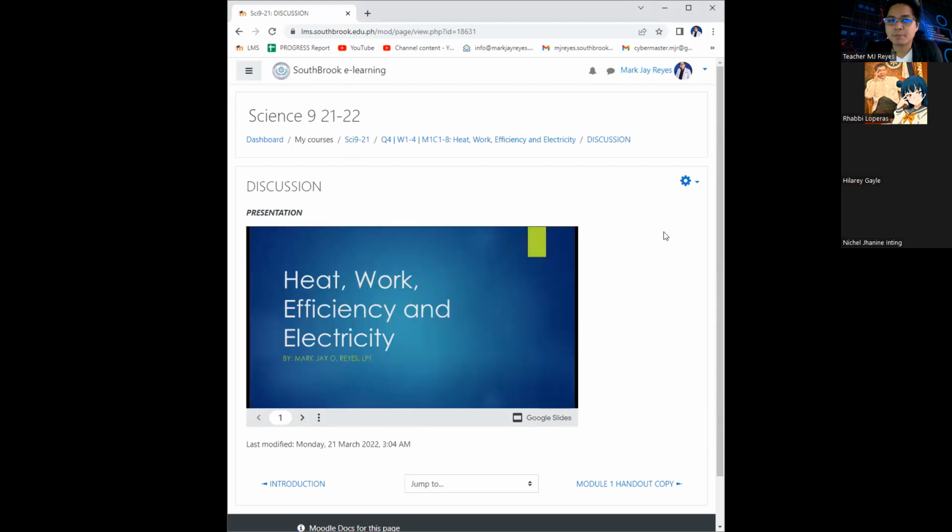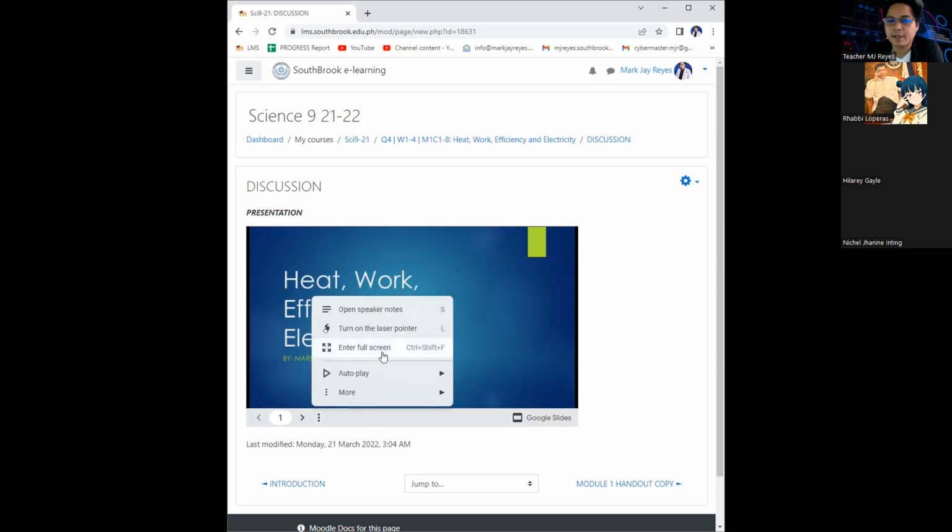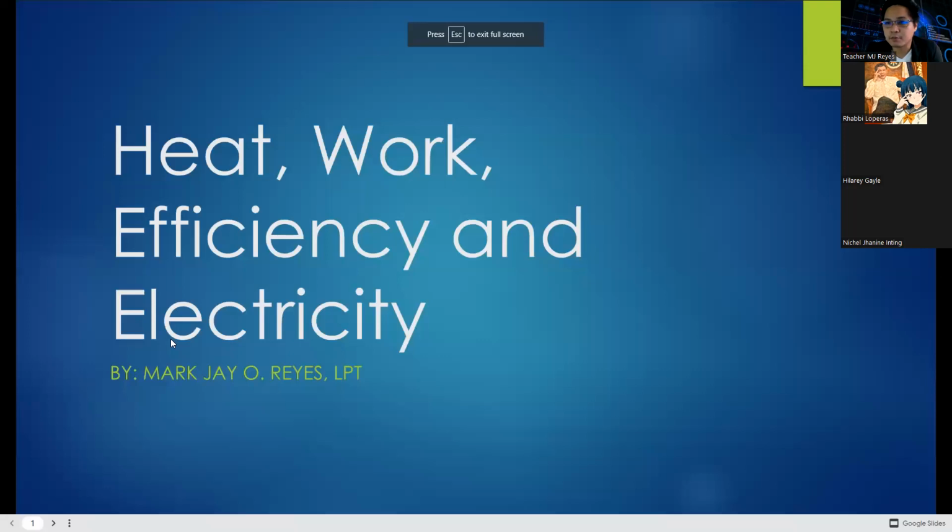Okay. So our topic for this module is heat, work, efficiency, and electricity. I actually simplified this one. There are a lot of computations under this module, but then again, I removed all of those. I only included those important details that will be enhancing your skills, capabilities and abilities with the said topic. Okay, let's move to heat, work, efficiency, and electricity.